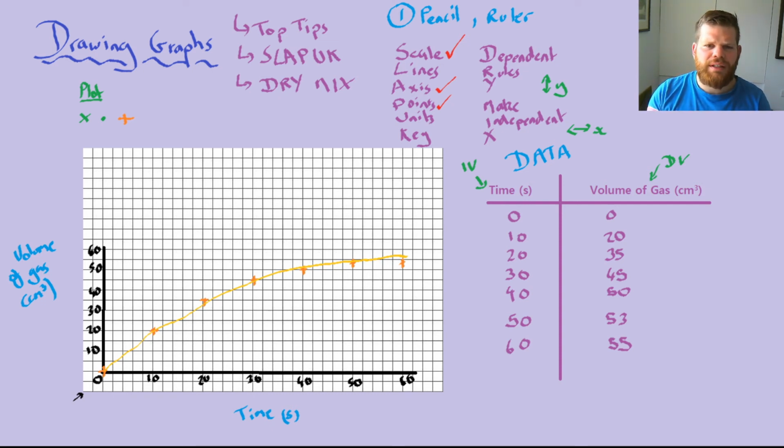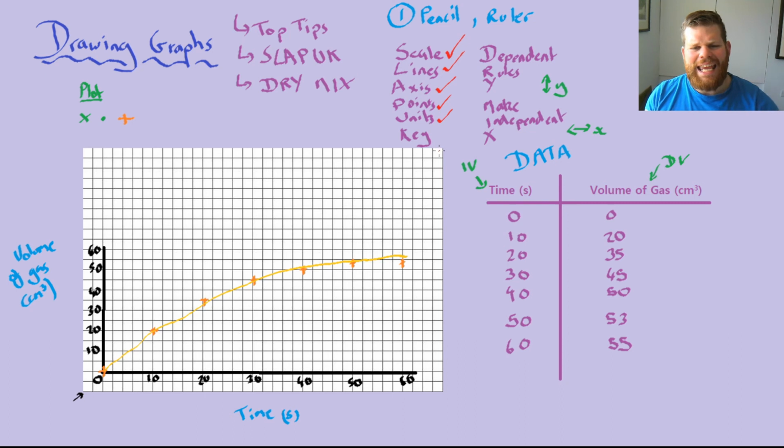Okay, so that's our lines done. What else have we got on our list to do? Well, we've got units and key. What do units refer to? Units refer to whether I have units written onto my graph. So I've got centimetres over here and seconds here. So yes, I've got my units.